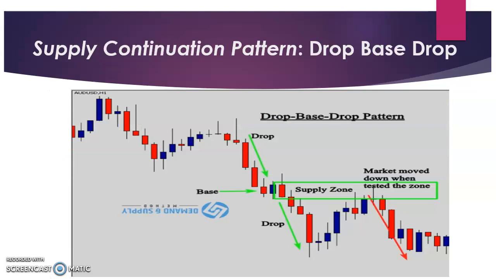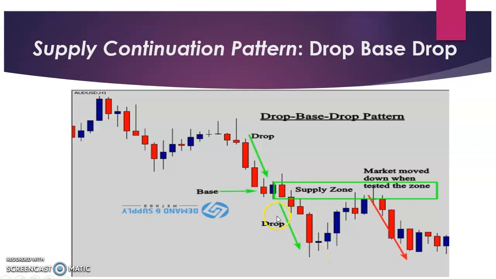So we have another type of continuation pattern. Okay, we have another type of supply. When price begins to drop and it forms a base and drops again, forming a base, and it didn't really have all of the power to go back again into where the entire story started from, it formed a base and dropped even harder.